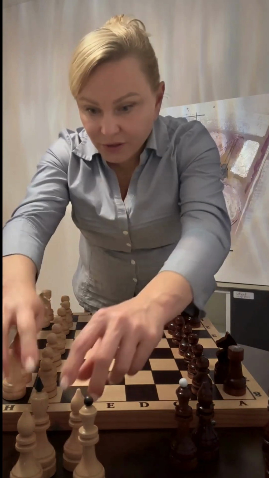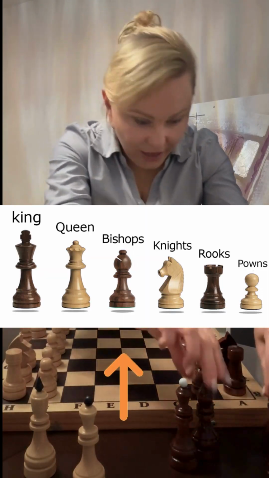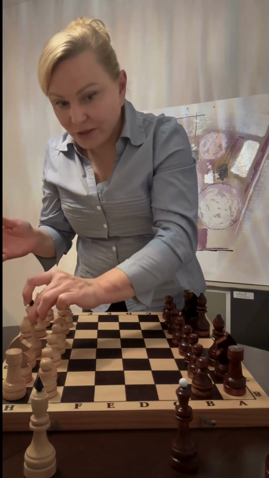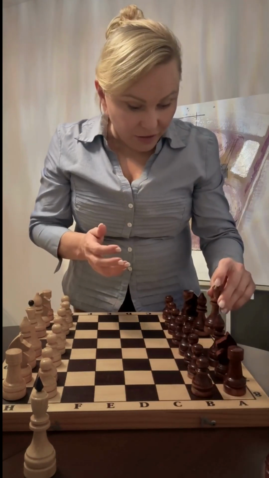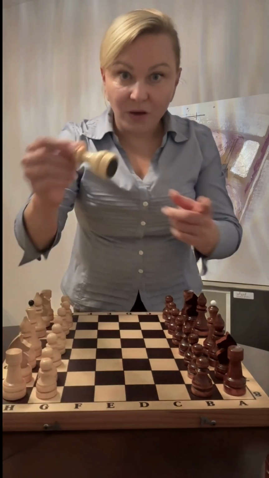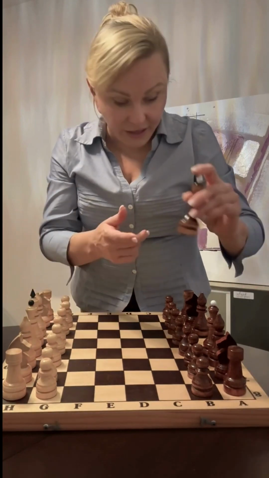Then the bishops, white bishops and black bishops. The queen goes on her color. The white queen goes on the white square, black queen on the black square. And the king takes the last spot. White king and black king.